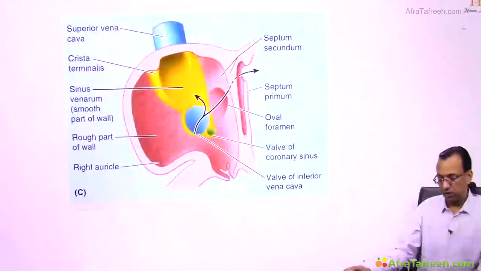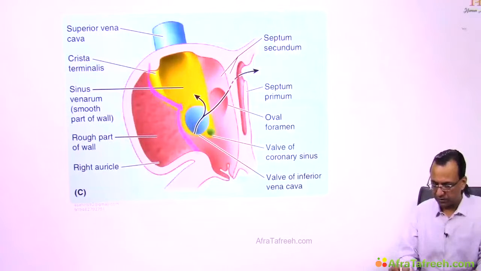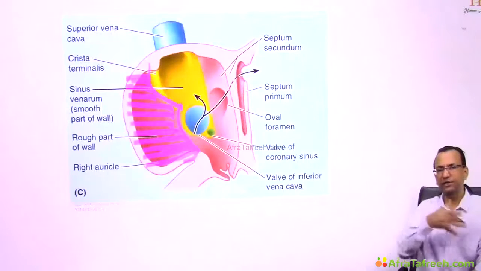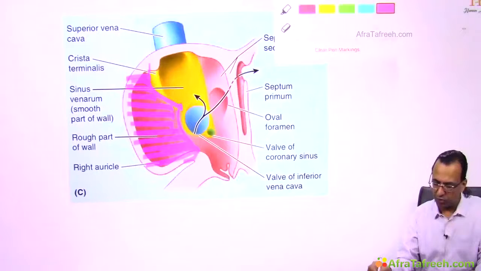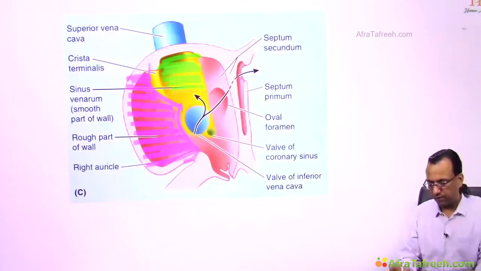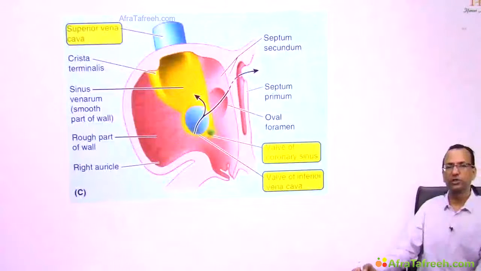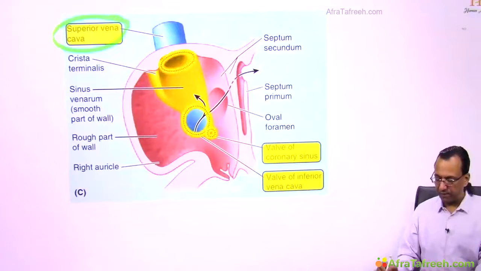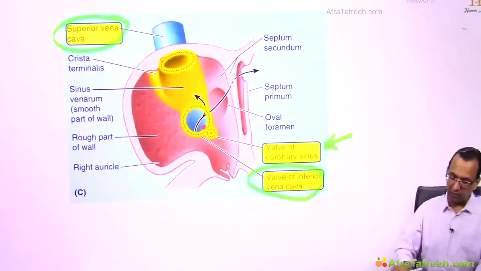So this is where you have opened the right atrium. This is the rough anterior wall of the right atrium, opened like that. And that yellow color is the smooth posterior wall of the right atrium. What is opening in the smooth posterior wall of the right atrium? The three veins: superior vena cava, inferior vena cava, and the coronary sinus, opening in the posterior smooth part of the right atrium.